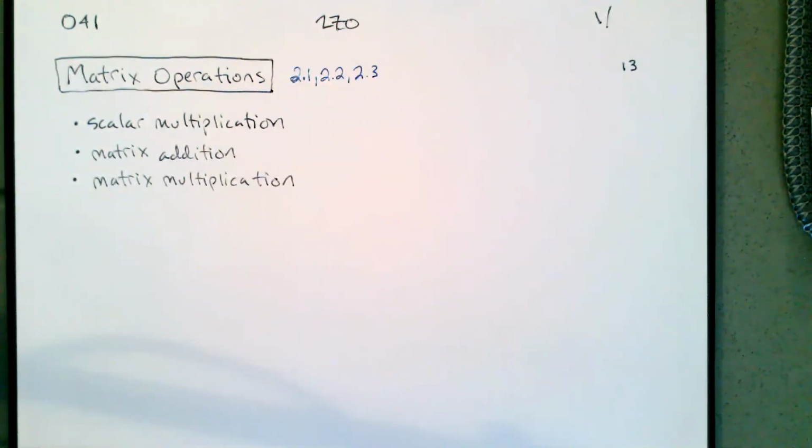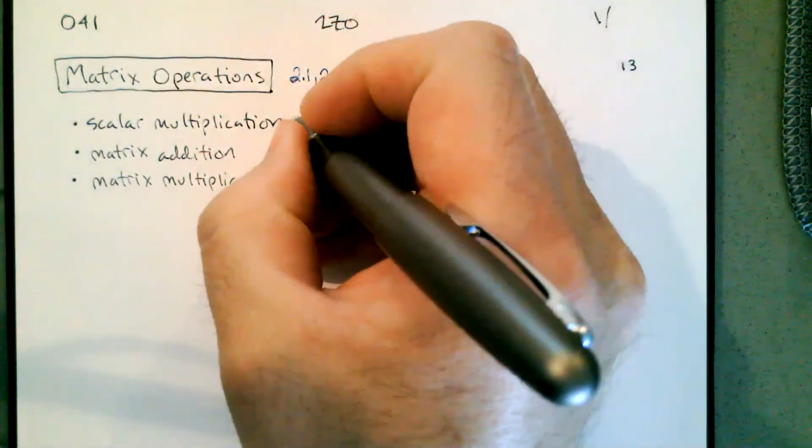Today we're going to look at matrix operations. In particular, these three matrix operations: scalar multiplication, matrix addition, and matrix multiplication. The first two work exactly how you would expect them to. Scalar multiplication, we're just multiplying a scalar by a matrix.